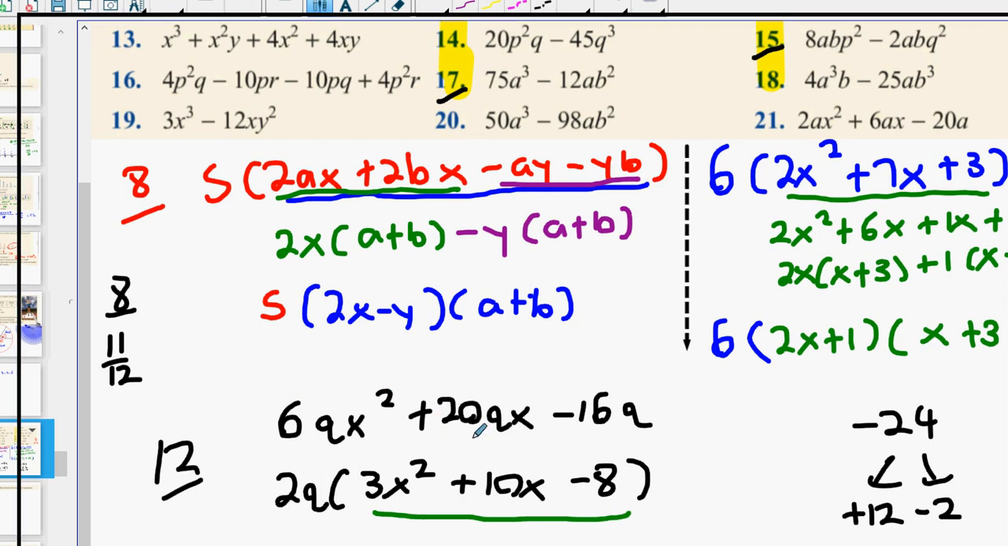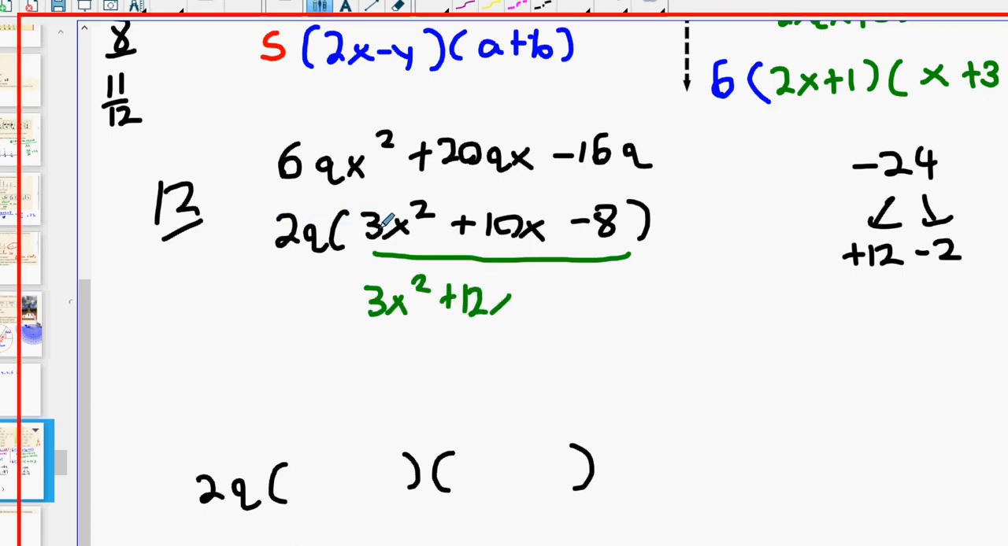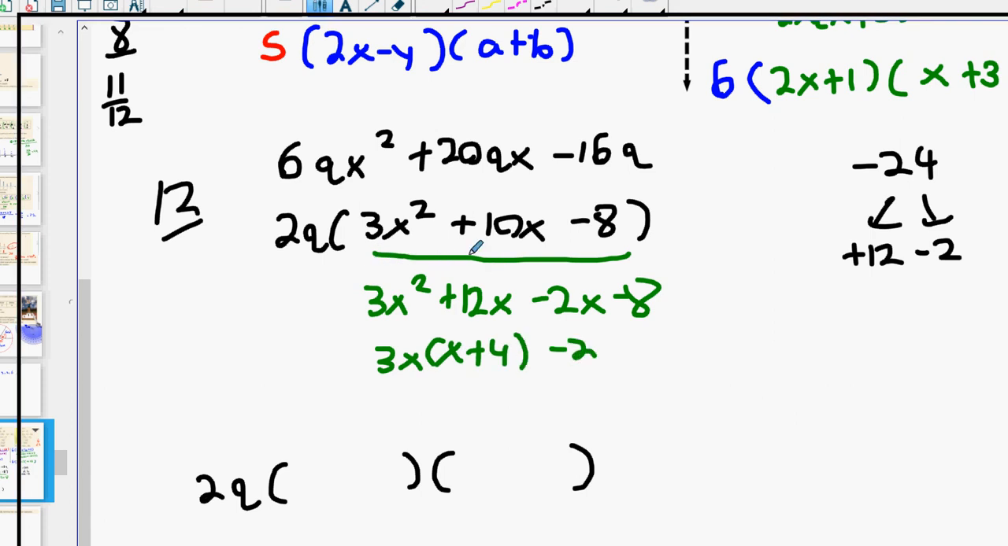So it means I don't care about the 2Q. I'm going to leave that at the very end, waiting. And I'm going to concentrate on turning the green part into 2 brackets. Does that make sense? Okay, so we're going to get 3x squared plus 12x minus 2x minus 8. And then what we're going to get is 3x into x plus 4, minus 2 into x plus 4. And finally, 3x minus 2 and x plus 4.